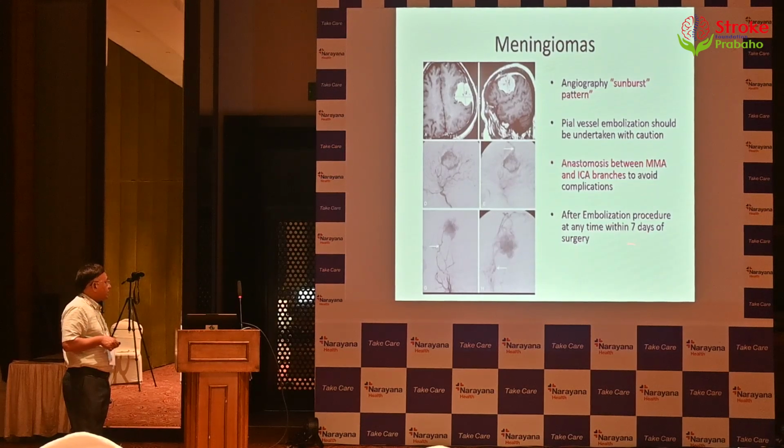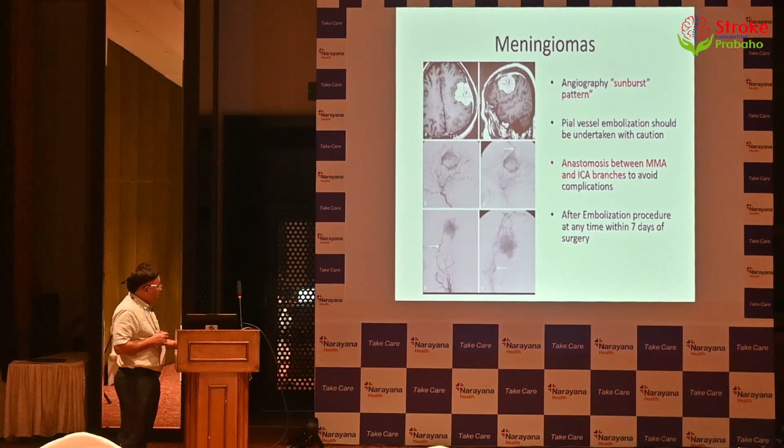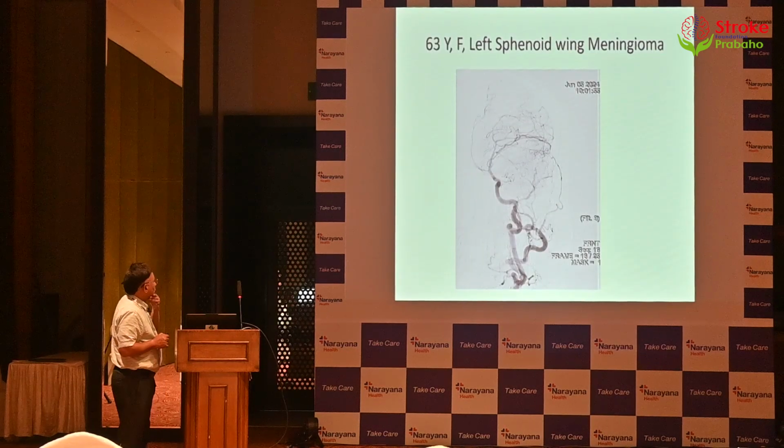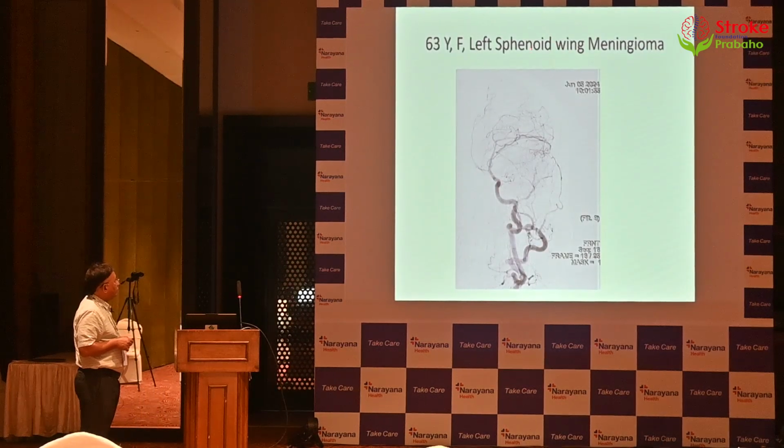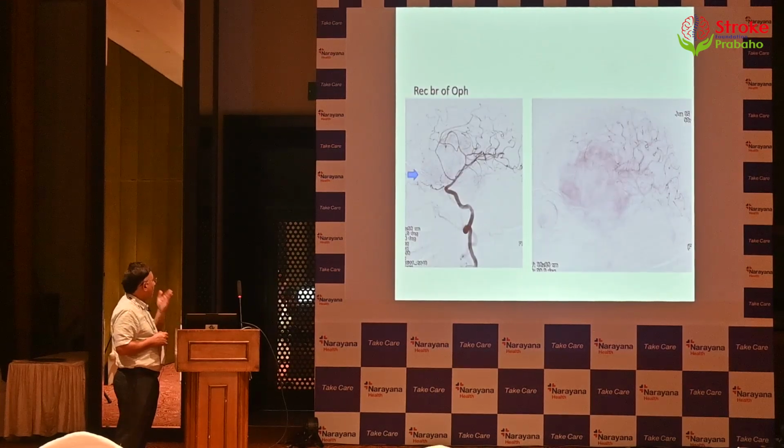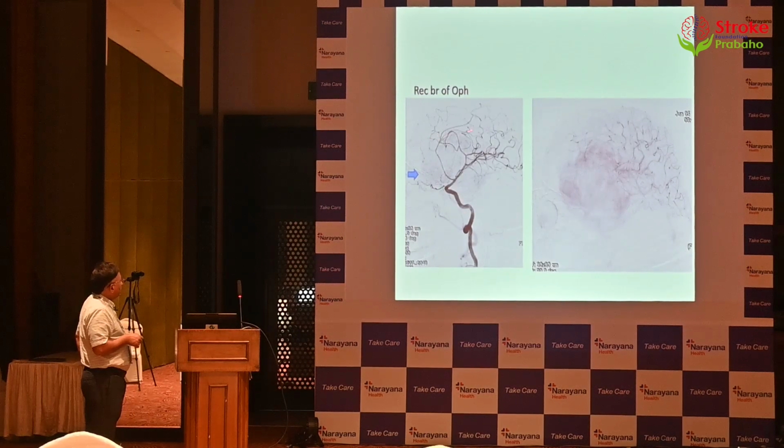After embolization, the surgery can be done within 7 days of embolization. So this is one of the cases, a 63-year-old female with left sphenoid wing meningioma. So the tumor is on the left side, you can see this marked shifting of the middle cerebral artery. There is tenting of the middle cerebral artery, so it is pushed upward. There is shifting of the anterior cerebral artery also. This is the blush, the main supply from the recurrent ophthalmic artery. You can see there is a classical sunburst appearance.